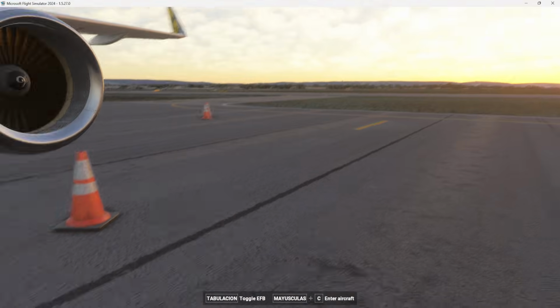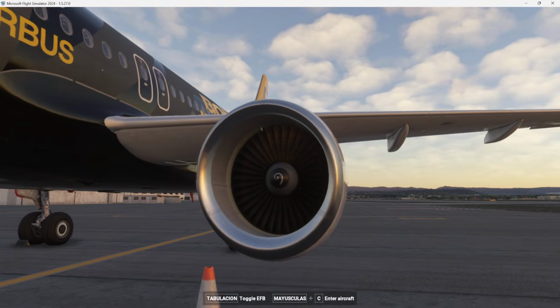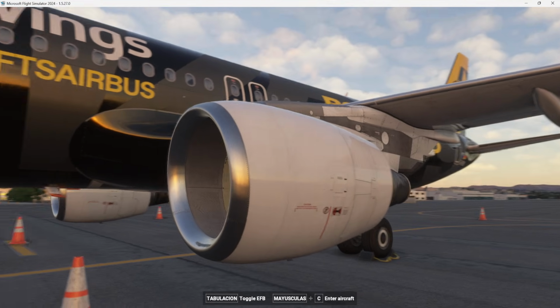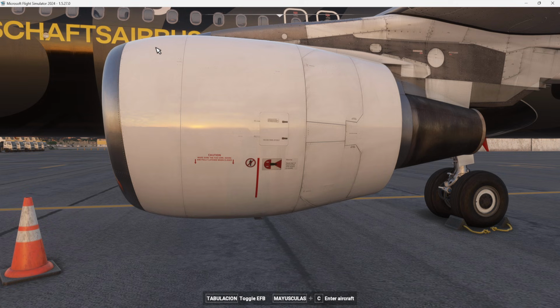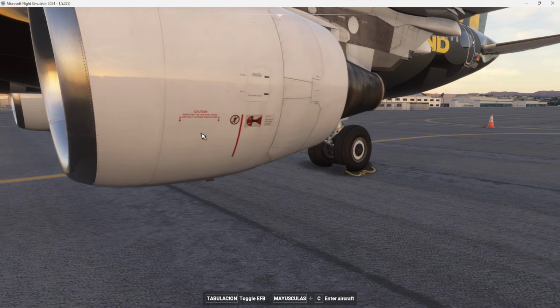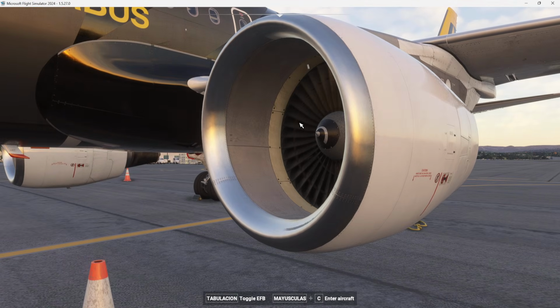Okay guys, let's go outside. I already opened the door. So here we have our famous, magnificent engine, the CFM 56-5B. Inside we have a lot of things to talk about and cover right now. I'm going to talk about the technical terms and clarify the function of each part in the engine.